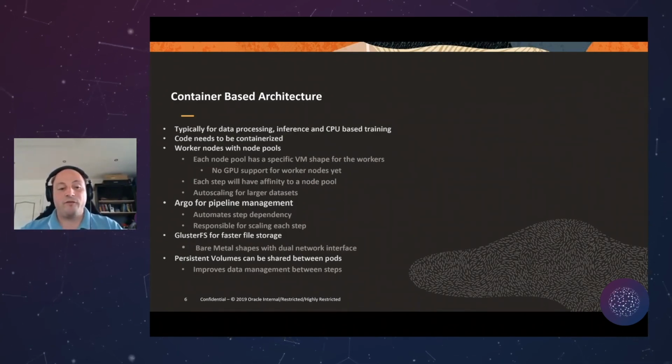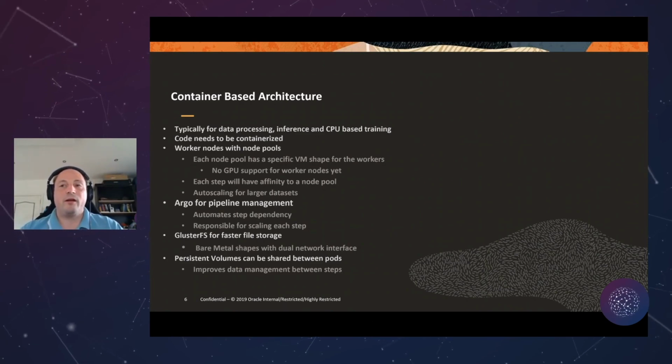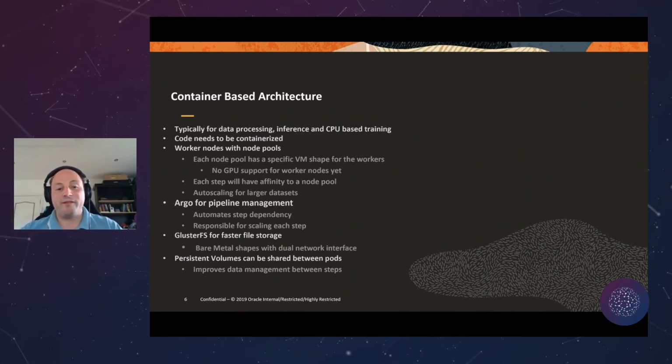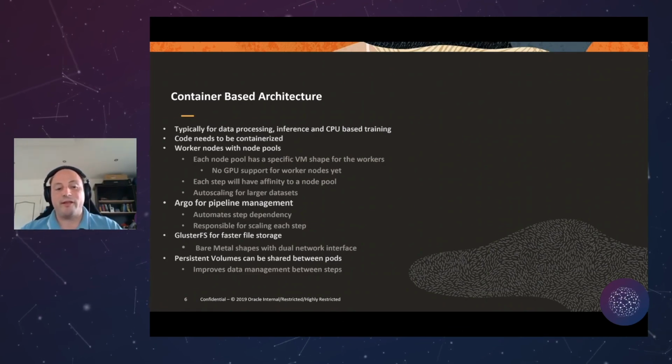Then we use Arco for pipeline management. And Arco is an open source tool which runs on OKE, and it allows you to build a pipeline. And within that pipeline, you define the steps and the worker nodes that are attached to those steps. And then it will scale out its infrastructure. And whenever those steps are done, it will start the next steps.